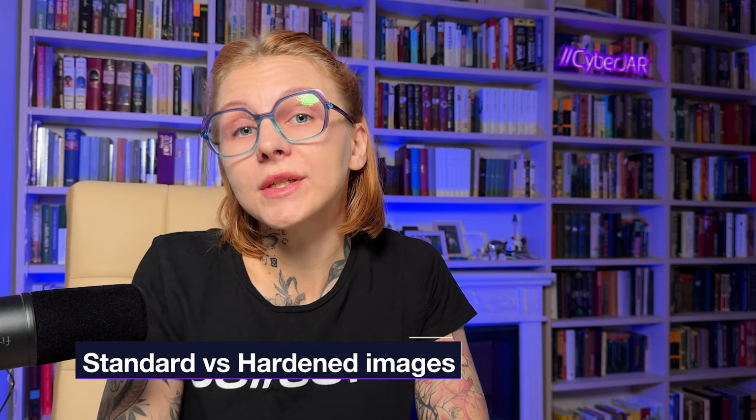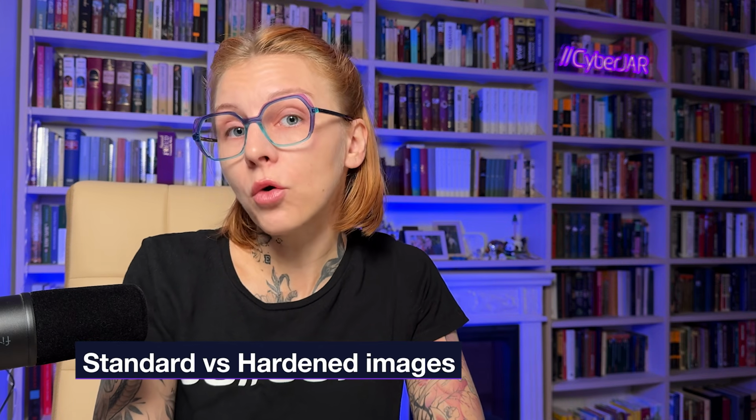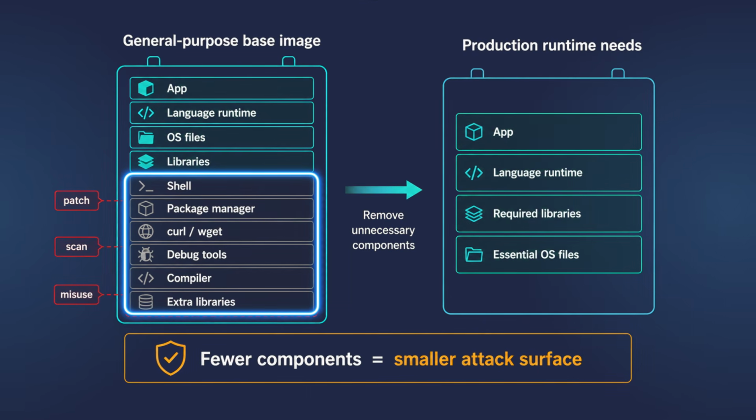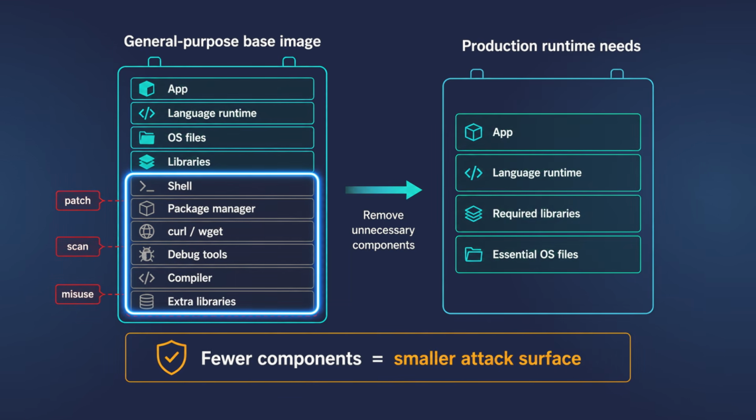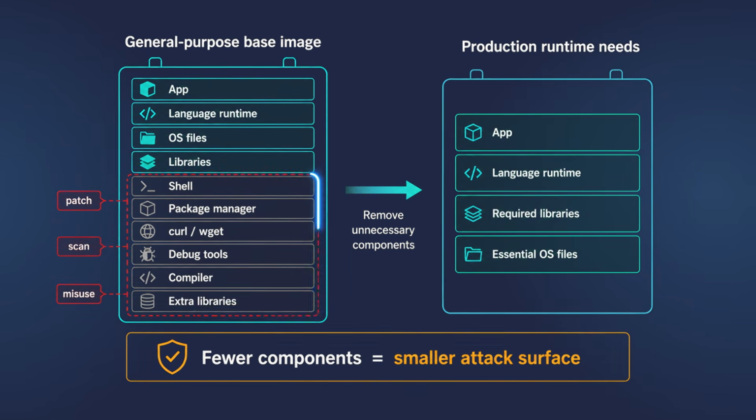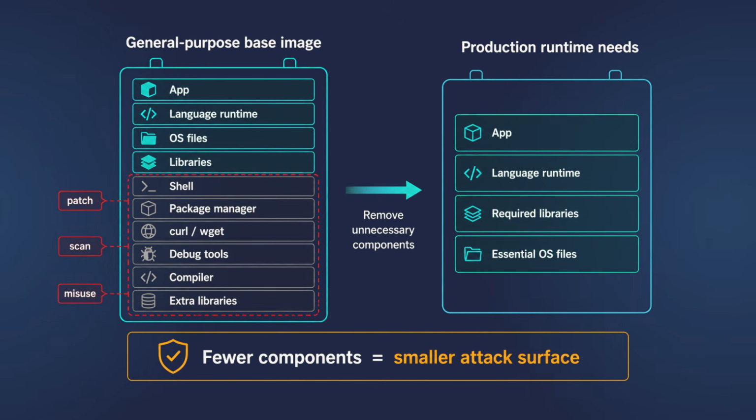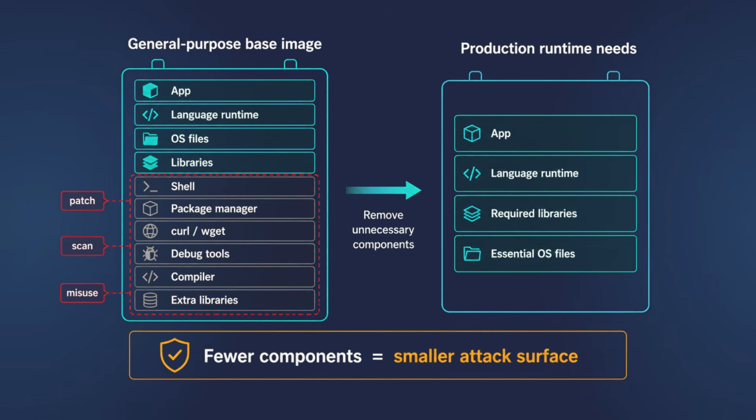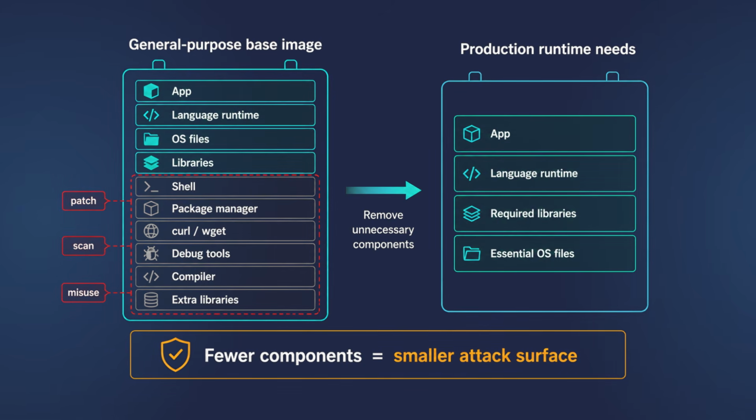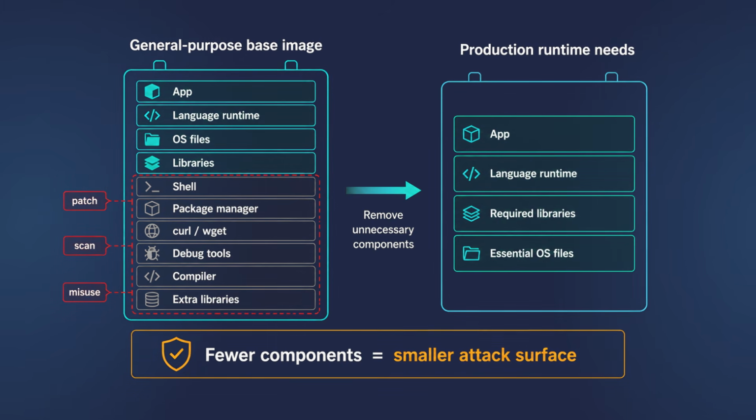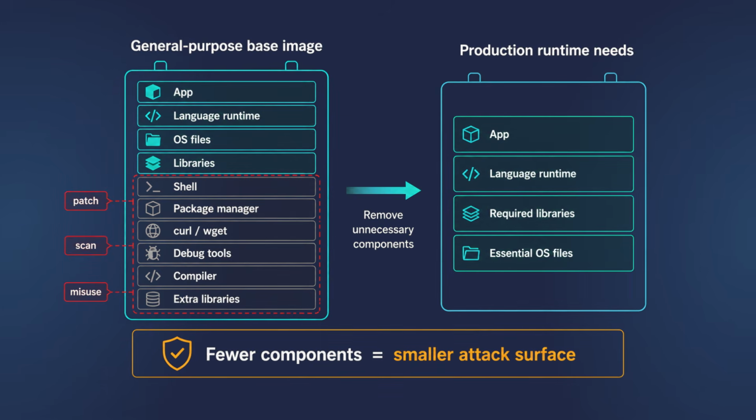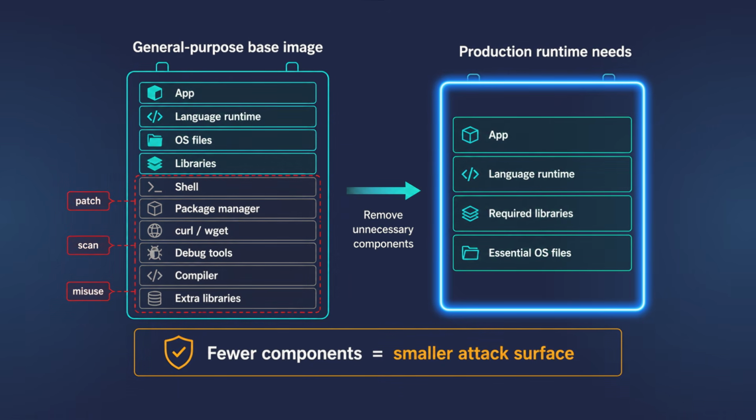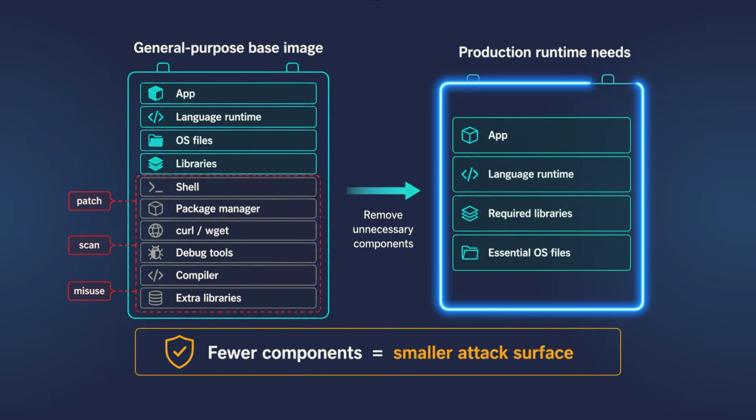A general-purpose base image often contains more than a production service needs: a shell, a package manager, debugging utilities, download utilities, and so much more. But every unnecessary component is one more thing to scan, patch, and potentially misuse. A hardened container image is a base image that is designed to reduce this avoidable risk. It contains only what a workload needs to run and is maintained as a security-first product.